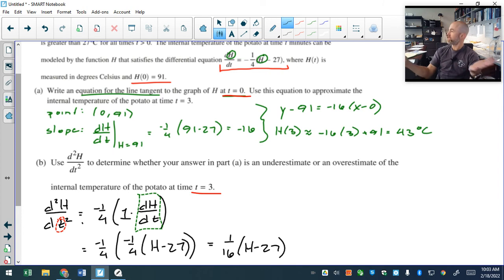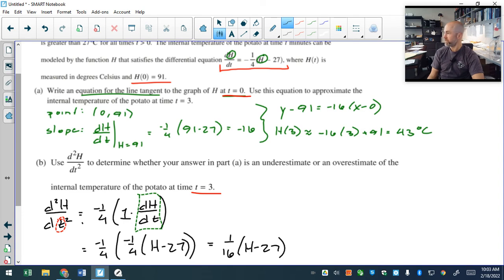What would make that positive? What would make that negative? I need some interaction here. H minus 27. Okay, it depends on the value of h. If h is less than 27, then h minus 27 would be negative. If h is more than 27, then h minus 27 is positive.